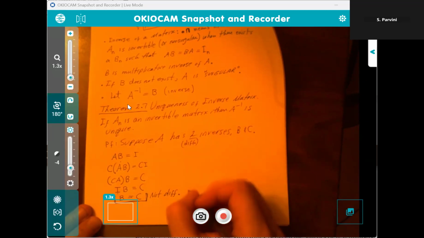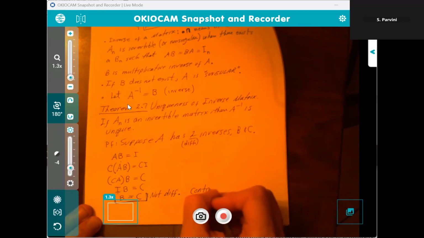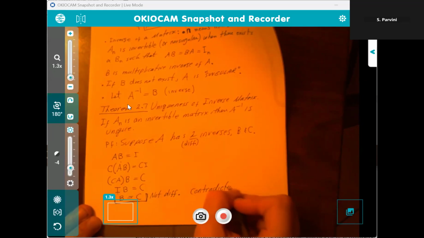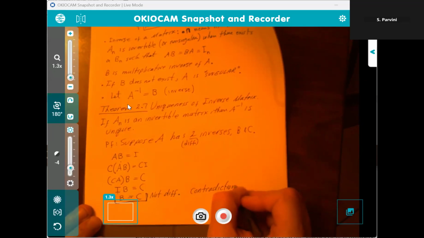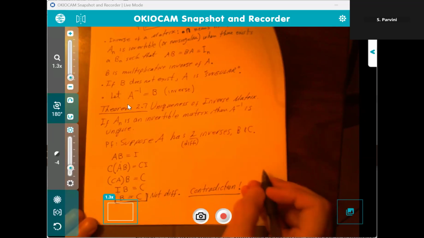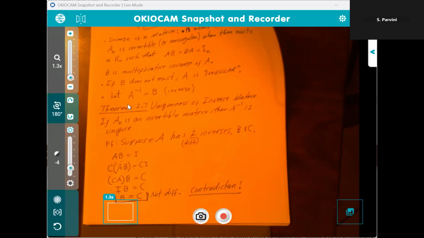So in other words, we have reached what they call a contradiction. It contradicts our supposition. Therefore, we prove by contradiction that B and C must be the same. So that means these cannot really be two different inverses. They have to be the same, which proves the uniqueness of the inverse matrix. Everyone okay with that proof?